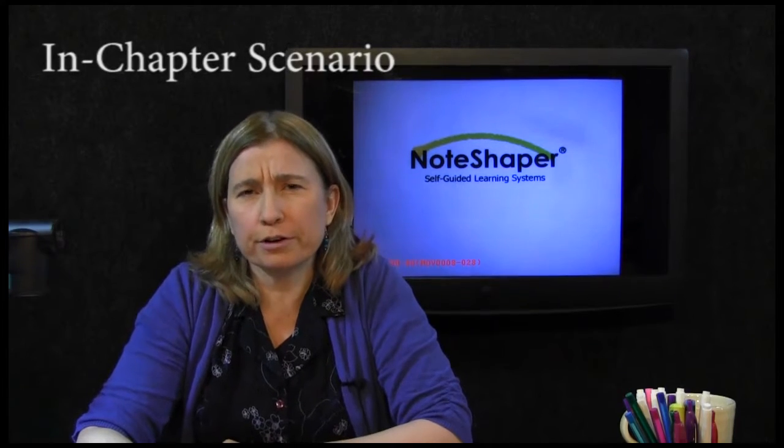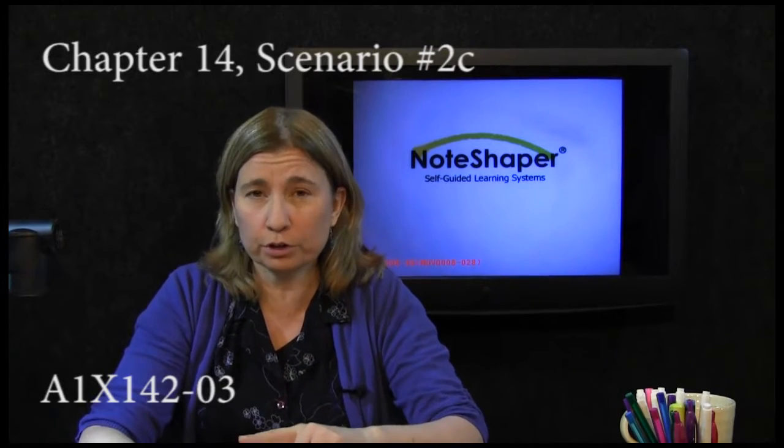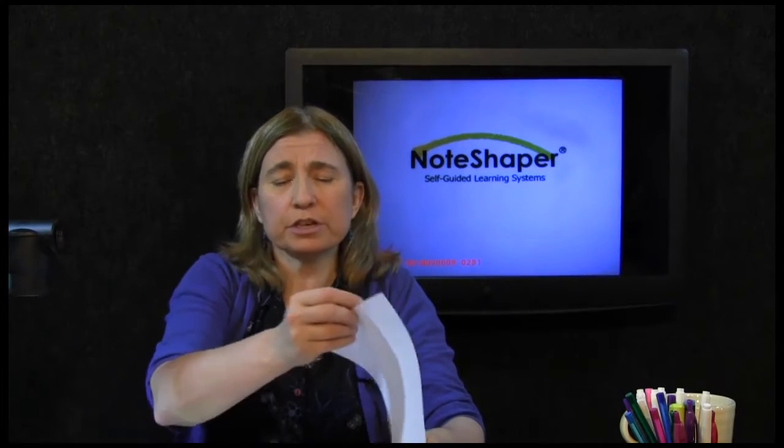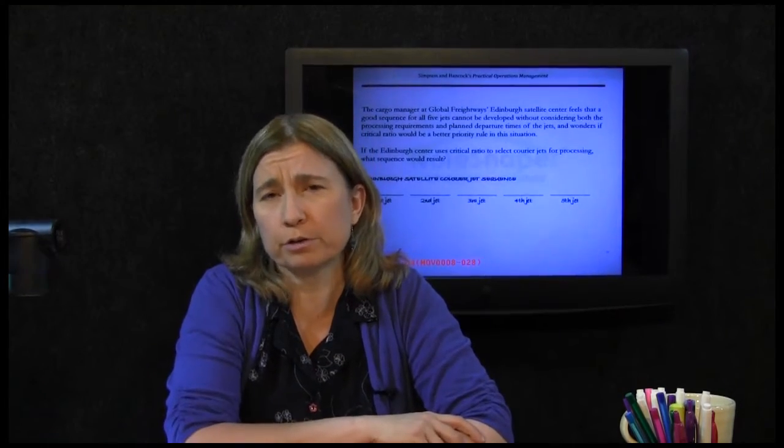In earlier scenarios, we had been determining in what order to unload and load the cargo jets. In this particular scenario, the cargo manager is wondering if we should come up with yet one more sequence for unloading and loading the cargo jets. Okay, now, last time we used Johnson's rule. This time, we're going to consider the critical ratio rule.